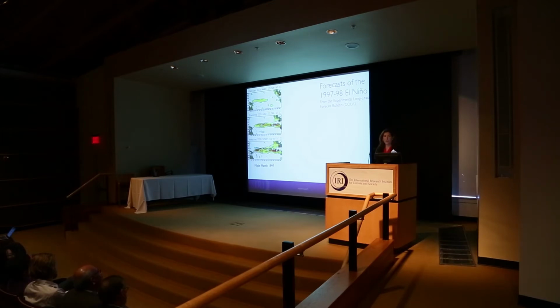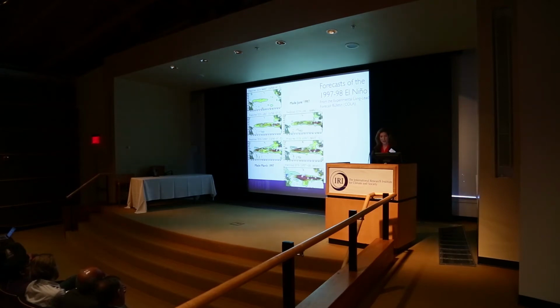So this set here that was issued in March, it was actually issued in March for these 3-month seasons, March, April, May, June, July, August, September, October, November, suggesting this development of a pretty strong El Nino event. This is what was issued in June and then in September. So a continuing confident forecast for a very strong El Nino to develop.